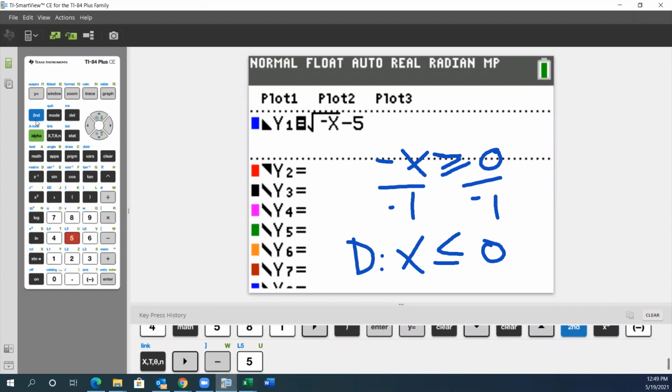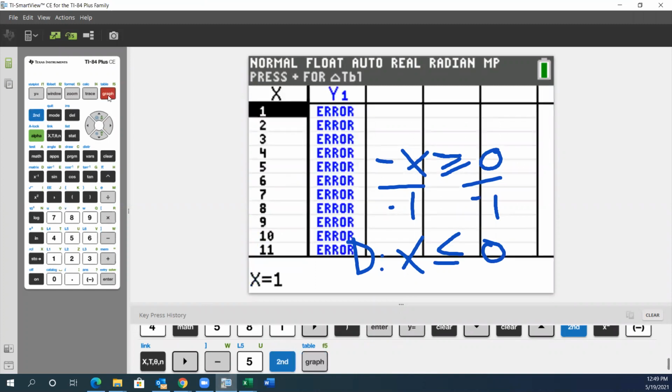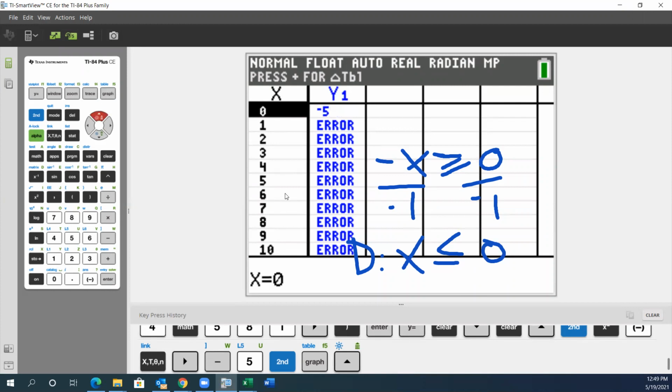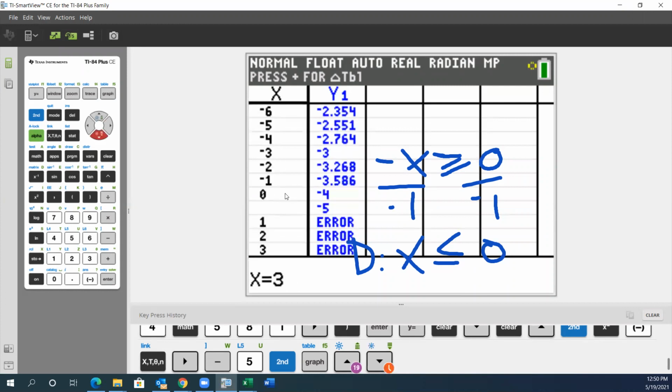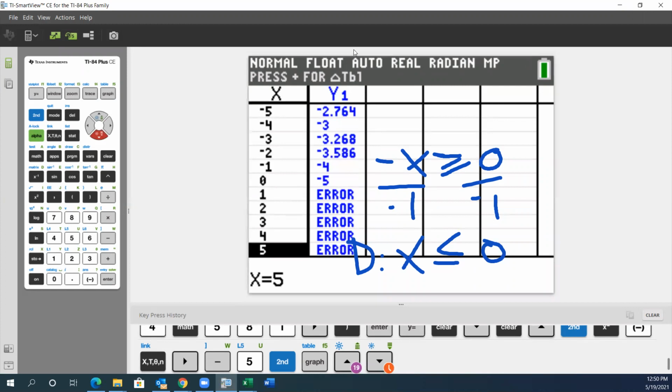Okay, if I take a look at the table, second graph, I can say, well, when x is 1, 2, 3, 4 up to 11, it doesn't work. Apparently, these are not in the domain. Well, that's consistent with what we saw right here. Apparently only 0 and negative numbers work. Let's check it out. I plug in 0, it works. I get an answer, -5. Wow, would you look at that? Math is right. Math is good.